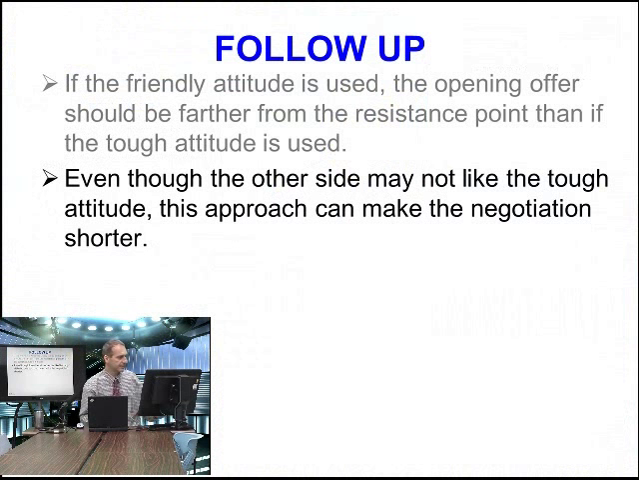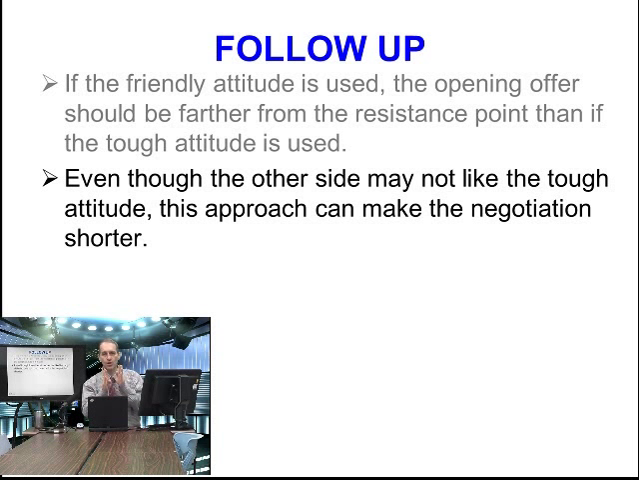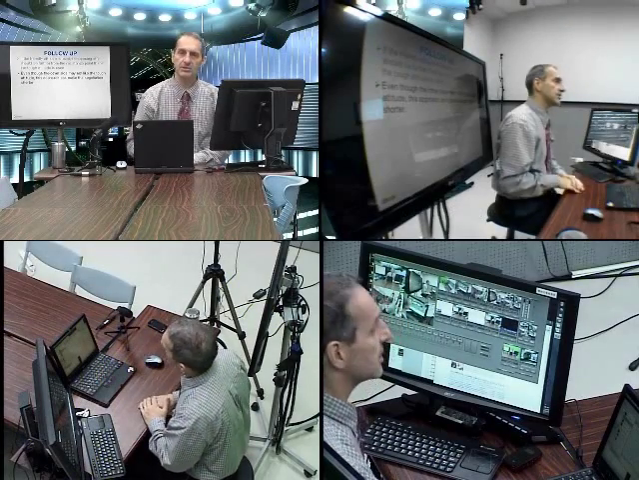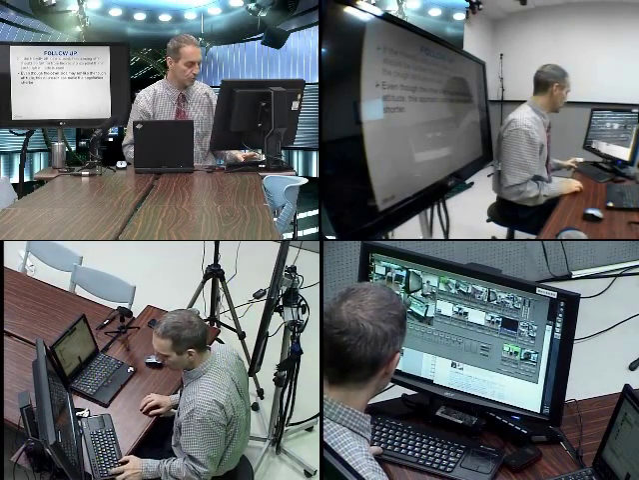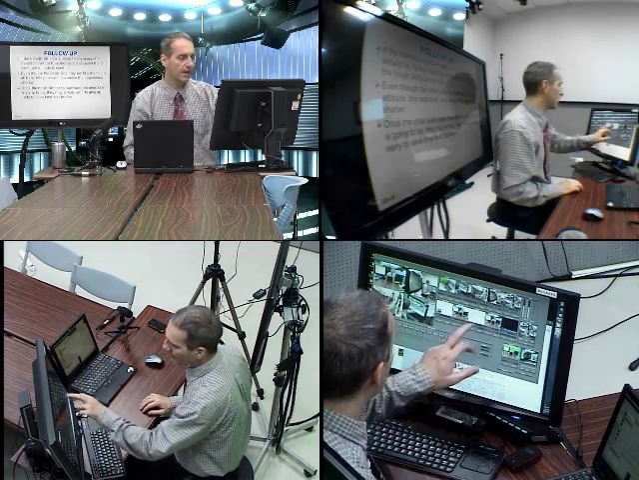Even though the other side may not like the tough attitude, this approach can make the negotiation shorter because you begin closer to your resistance and you say, that's it, that's all I'm going to do and I'm not going to change. And if you give something, you give a very, very little bit at one time, and then the other side gets tired, and then you come to a conclusion faster. On the other hand, if you're going to be friendly, you need to begin further away. And if you begin further away from your resistance point, you have to give up something, talk, give up something, and it takes more time. So the tough negotiation, although it seems like it's harder, actually, in the end, may make the negotiation shorter. Not always, but it is possible.